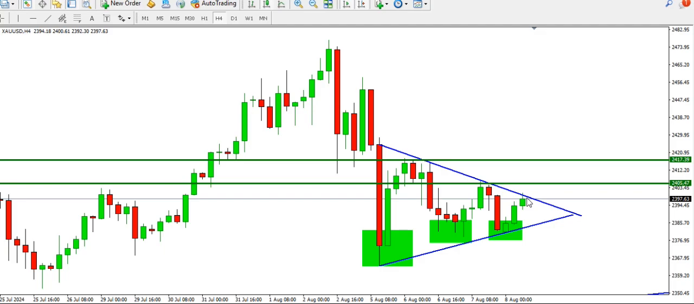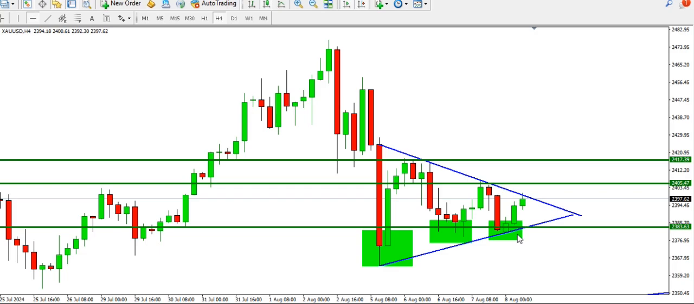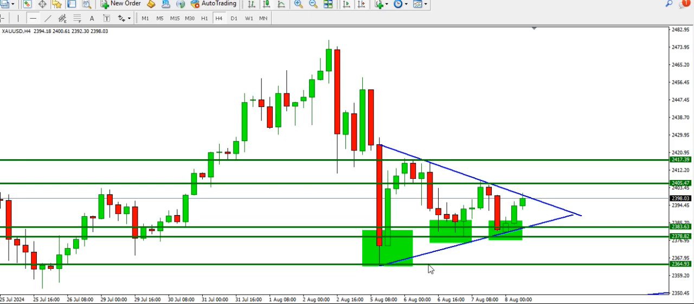But if price decides to go downward, price needs to first of all break this ascending trend line at 2383 before breaking the support at 2378 and another support at 2364. But for now, there seems to be a balance between the buyers and the sellers as price continues to consolidate.